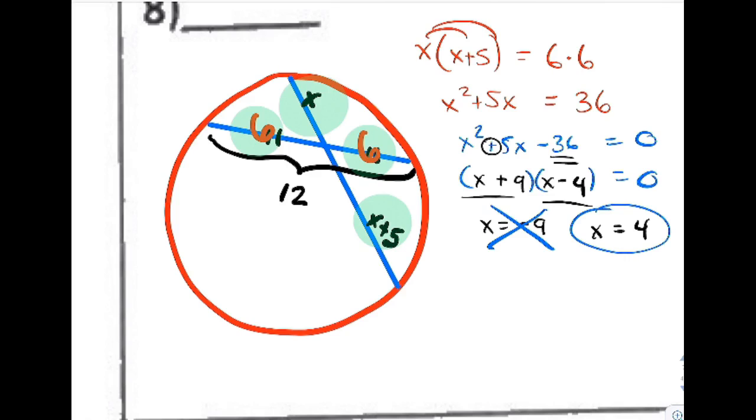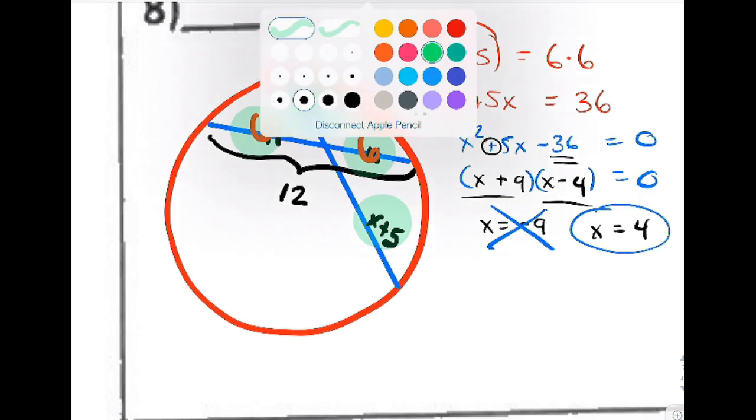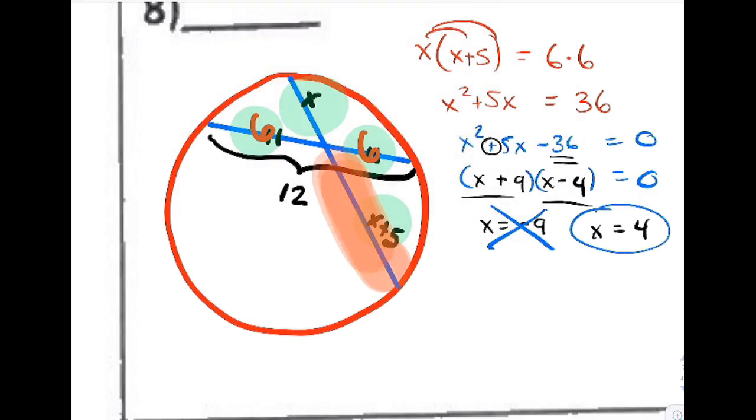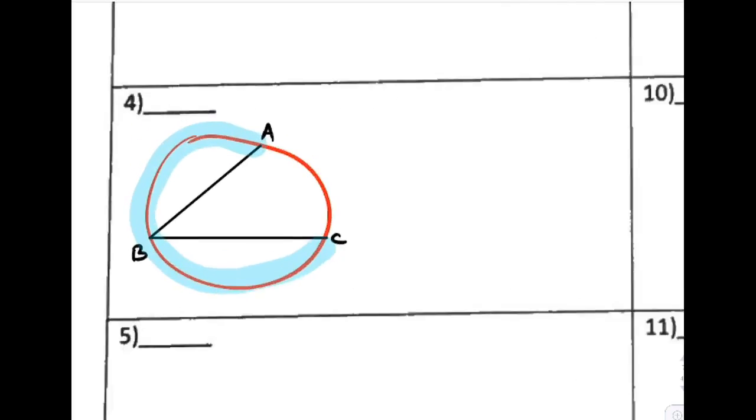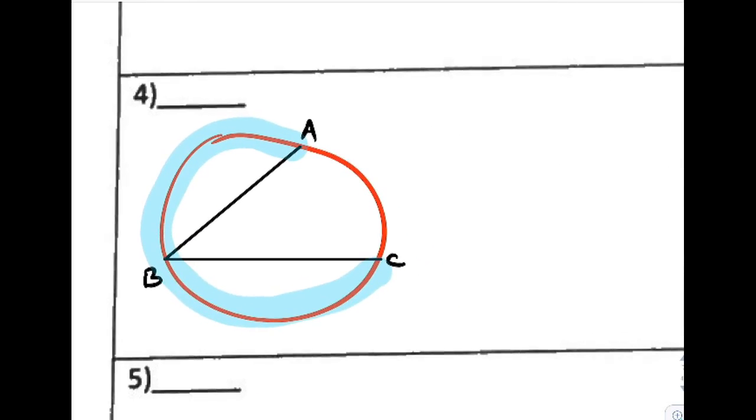But be careful, one of the multiple choices is 4, but that's not the answer, because it wants to know how long this piece is right here. And that's x plus 5. So x is 4, so 4 plus 5 is 9. Tricky question. Very unfair that they would put 4 as a choice. If you got that far, you'd get it wrong. Tricky multiple choice there.